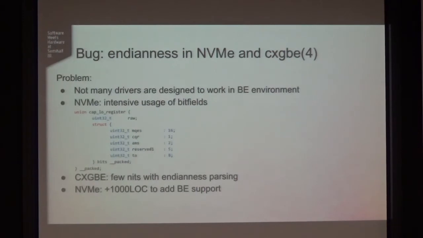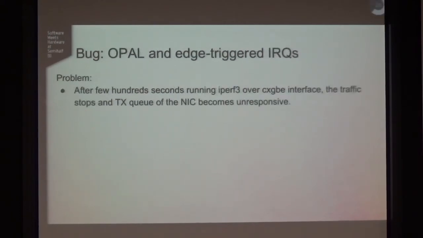There were also some good examples of drivers like CXGBE, which from the very beginning was prepared to run on big endian. However, it was not tested in this environment, and it had a few needs which we identified, but generally speaking, it was like 2 or 3 lines of code which had to be changed to make it operational. Yeah, the third one, edge-triggered interrupts. If you ever encounter a system with edge-triggered interrupts, I'm 100% sure that sooner or later you will fall into trouble.